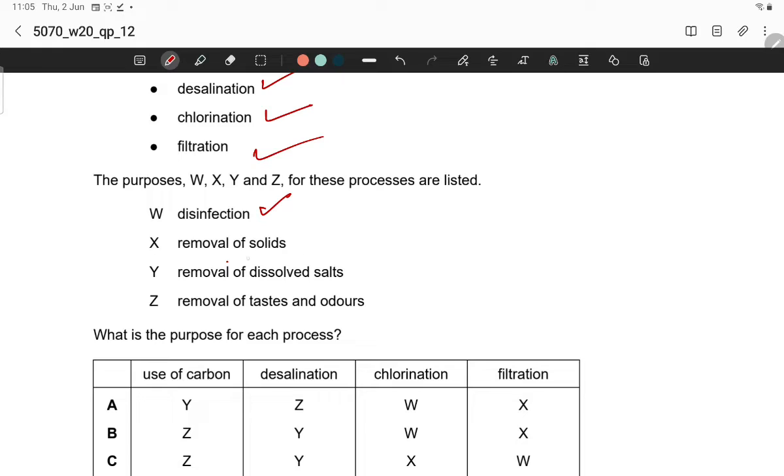Okay, removal of solids, X, is used in filtration. Y, removal of dissolved salt, is desalination. Disinfectant is chlorine, chlorination.